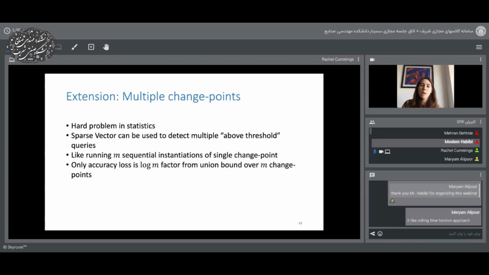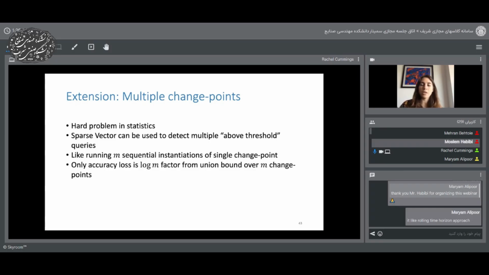In our follow-up papers, we extend this in multiple ways. The first is thinking about multiple change points. And identifying multiple change points is a particularly hard problem from a statistics perspective. But fortunately, using private tools actually makes this a pretty easy problem to solve.